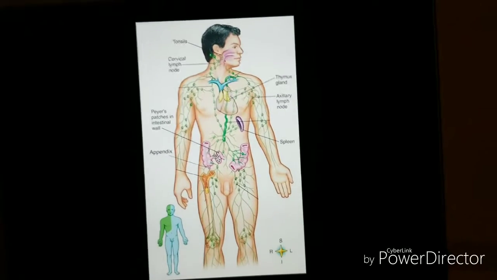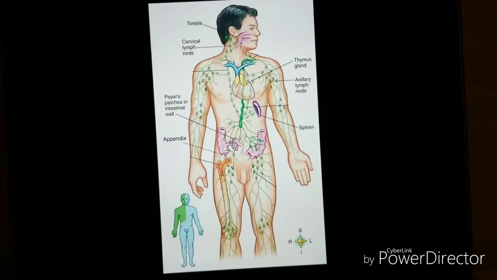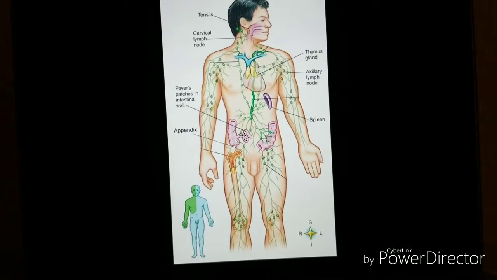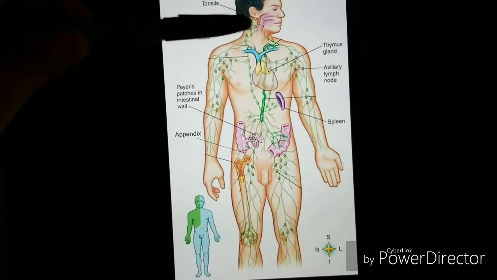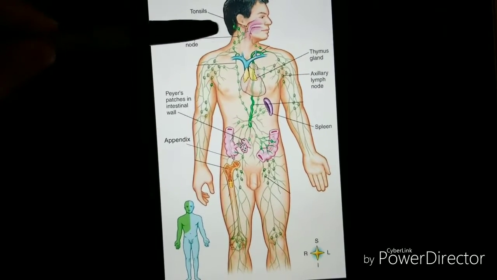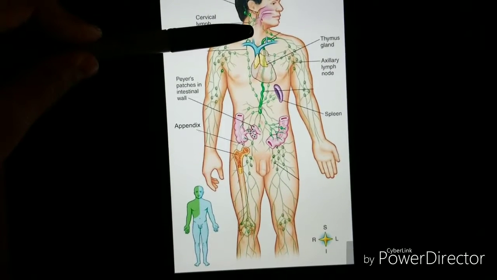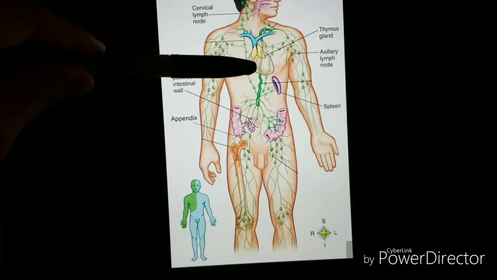Week 4, lymphatic system. So this is the photo that we are going to be reviewing on my MacBook of the lymphatic organs found on our human body. As you can see, they are already labeled. We are just going to start reviewing from the top. We have the tonsils. The tonsils are located in the back of the throat. We also have the cervical lymph nodes, which are located in the neck. Inferiorly to that, we have the thymus gland, which is located superiorly to the heart.